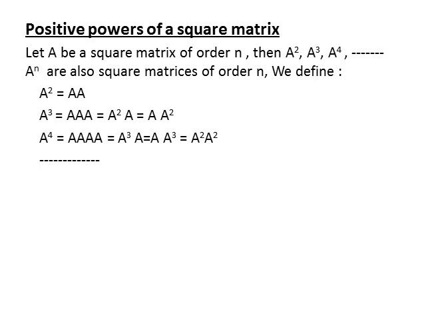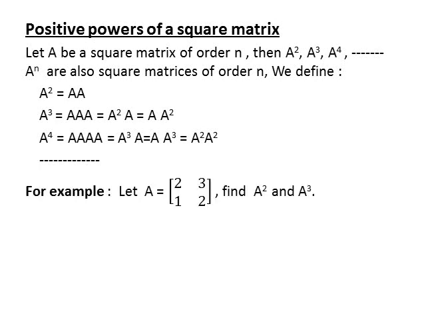Similarly, A cube is equal to A into A into A, which is also equal to product of A square and A, as associative law holds. It means positive integral powers of a square matrix can be simplified and it is also a square matrix of same order. Take one example.